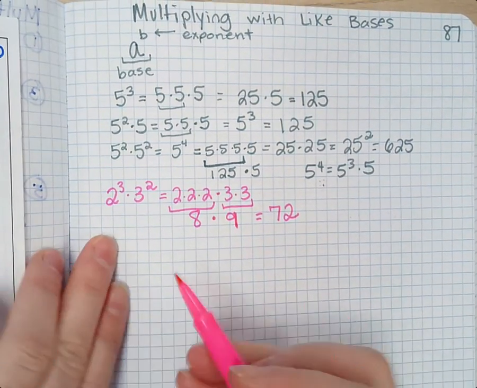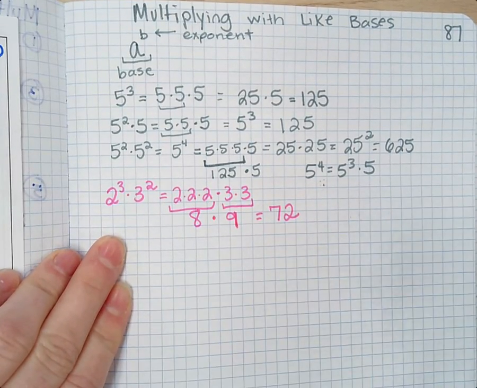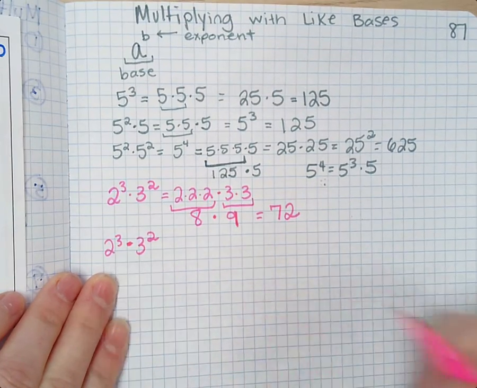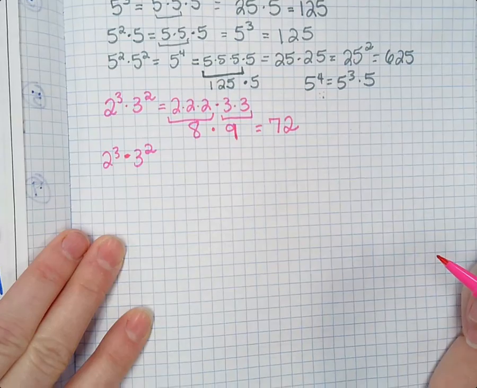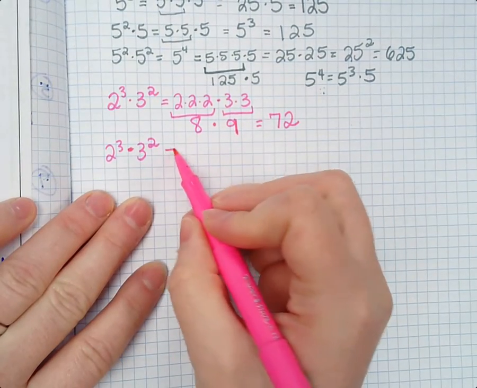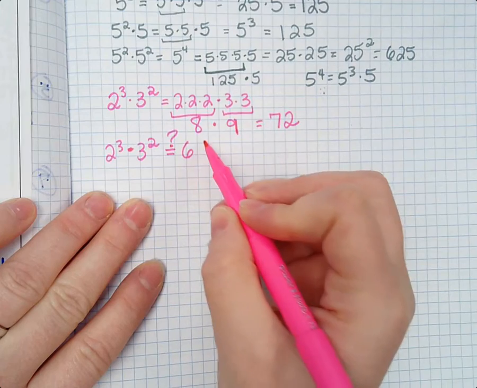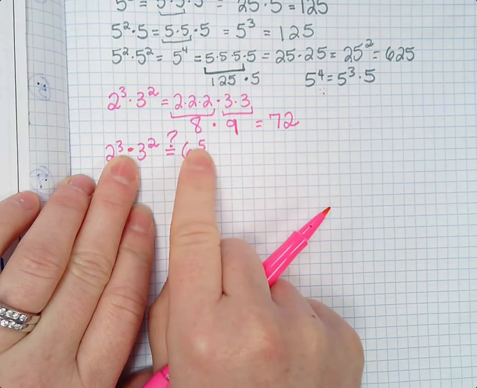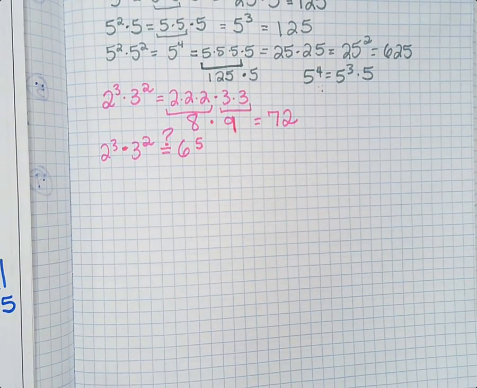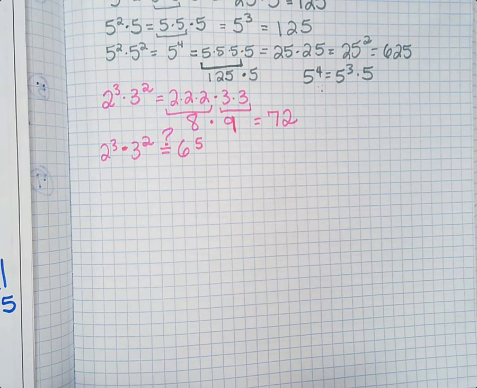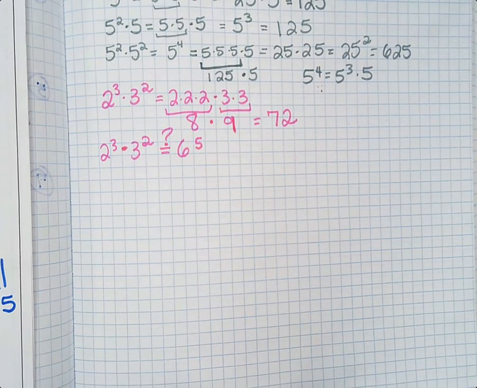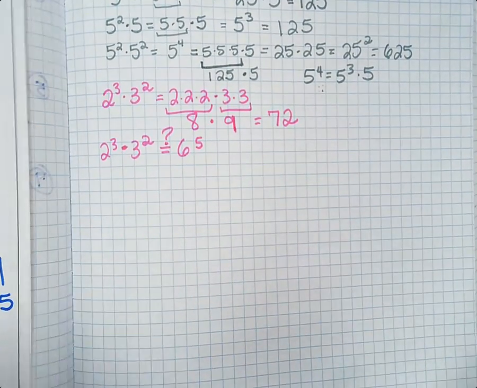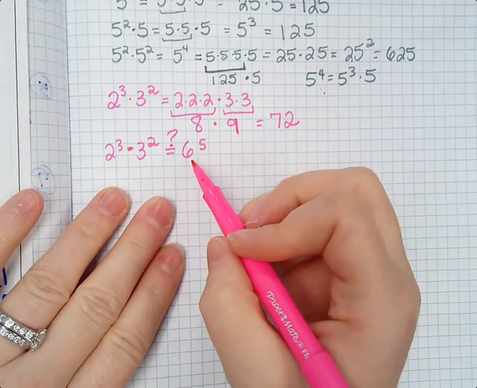Okay, so since we've been talking about just adding our exponents, let's think about this again. 2 to the third times 3 squared. I'm going to ask a question. Is that equal to 6 to the fifth? Could I multiply my bases and add my exponents? I can do that? No. No? Okay, how do we know? How can we prove on our paper that these aren't equal? 6 to the fifth is not 72.